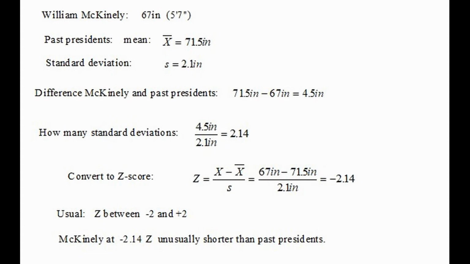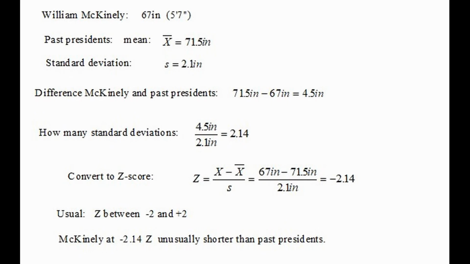Then the next question is, how many standard deviations is this? Well, it's 4.5 divided by 2.1, which equals 2.14 standard deviations. Next, we identify a new quantity called the z-score, which is x minus x-bar divided by s. In other words, 67 inches minus 71.5 divided by 2.1 inches, which gives us a negative number, negative 2.14.